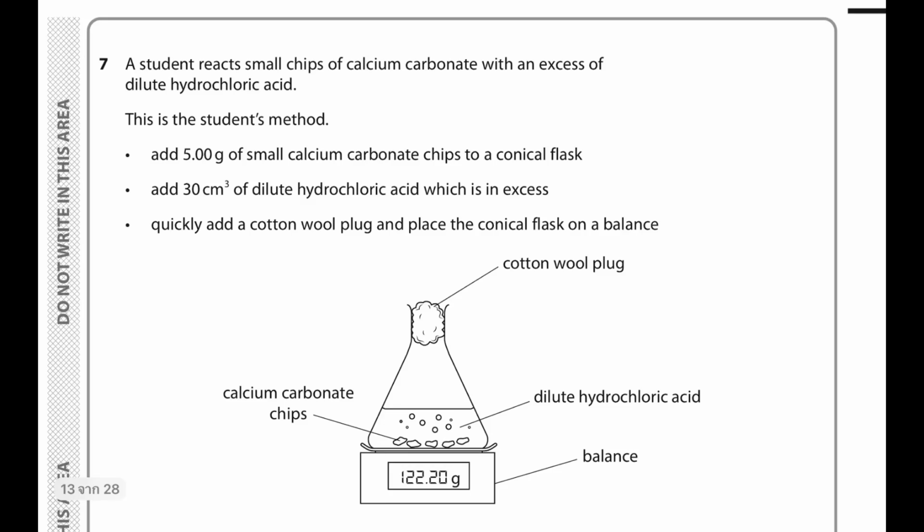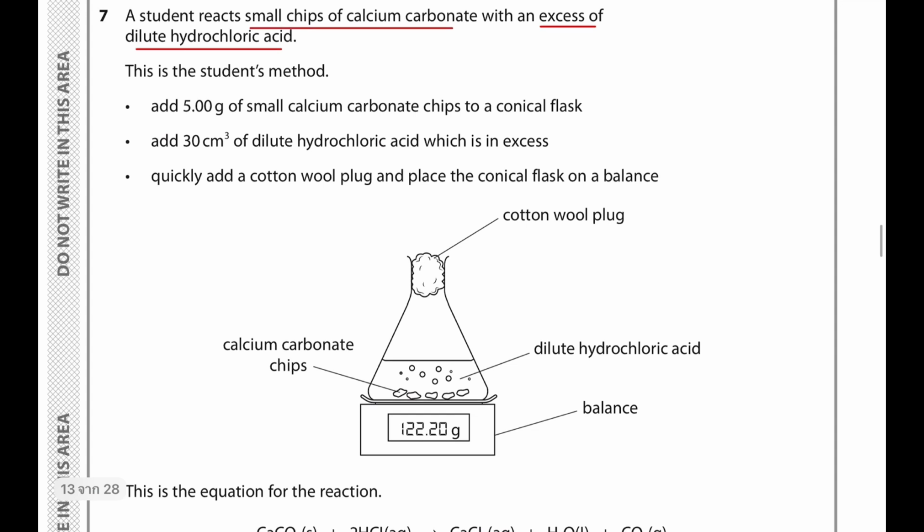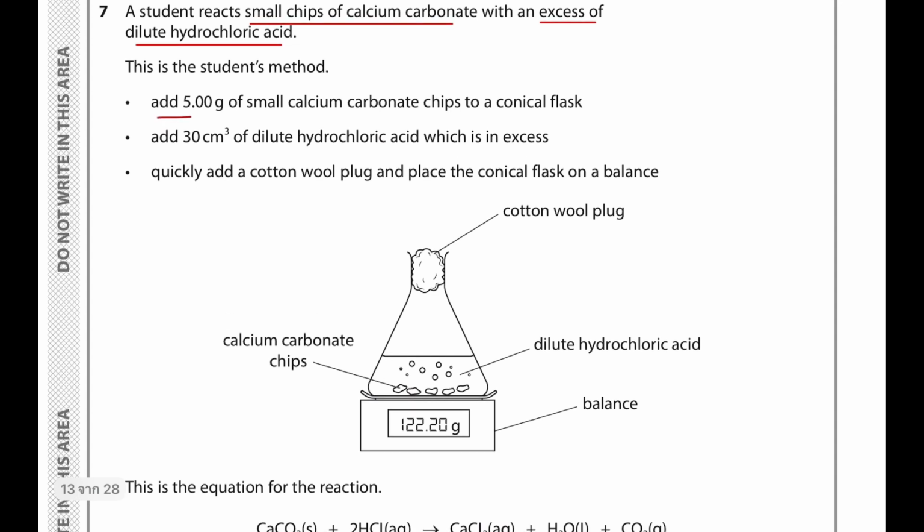Question 7. A student reacts small chips of calcium carbonate with an excess of dilute hydrochloric acid. This is the student's method. Add 5 grams of small calcium carbonate chips to a conical flask. Add 30 cm cube of dilute hydrochloric acid, which is in excess. Quickly add a cotton wool plug and place the conical flask on a balance.